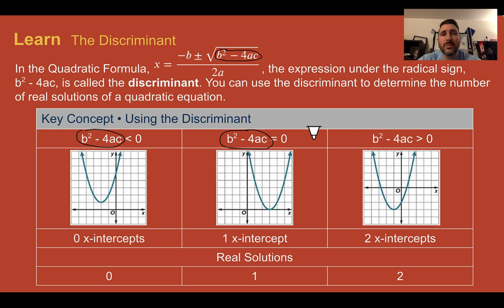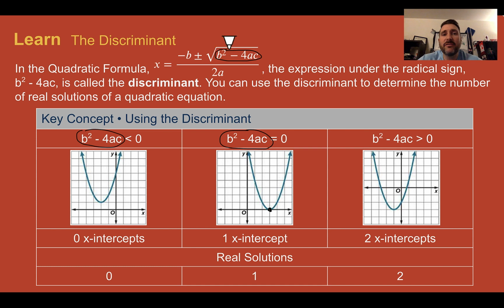If that value inside is exactly equal to 0, so maybe you had 144 minus 144, you get 0. Taking the square root of 0 is just 0, meaning if you add 0 or subtract 0, nothing really changed. You get the same thing both times. That is when you have one solution. So your vertex is on your x-axis. The vertex and your only solution are the same.